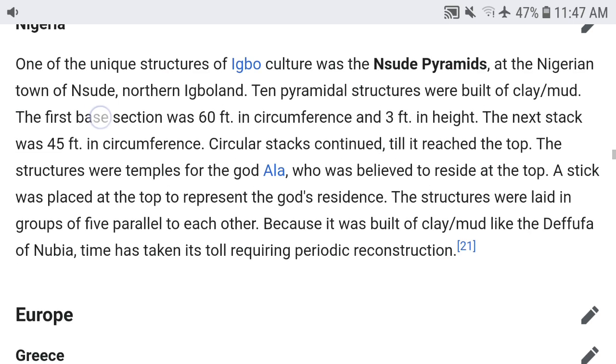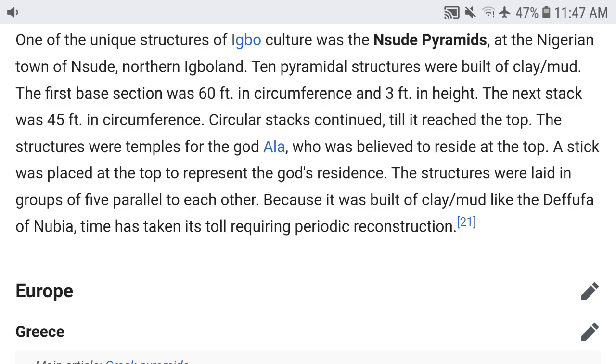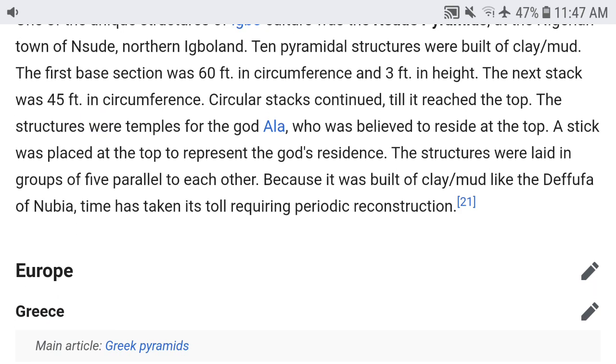The structures were temples for the god Allah, who was believed to reside at the top. A stick was placed at the top to represent the god's residence. The structures were laid in groups of 5 parallel to each other. Because they were built of clay or mud, like the pyramids of Nubia, time has taken its toll, requiring periodic reconstruction.